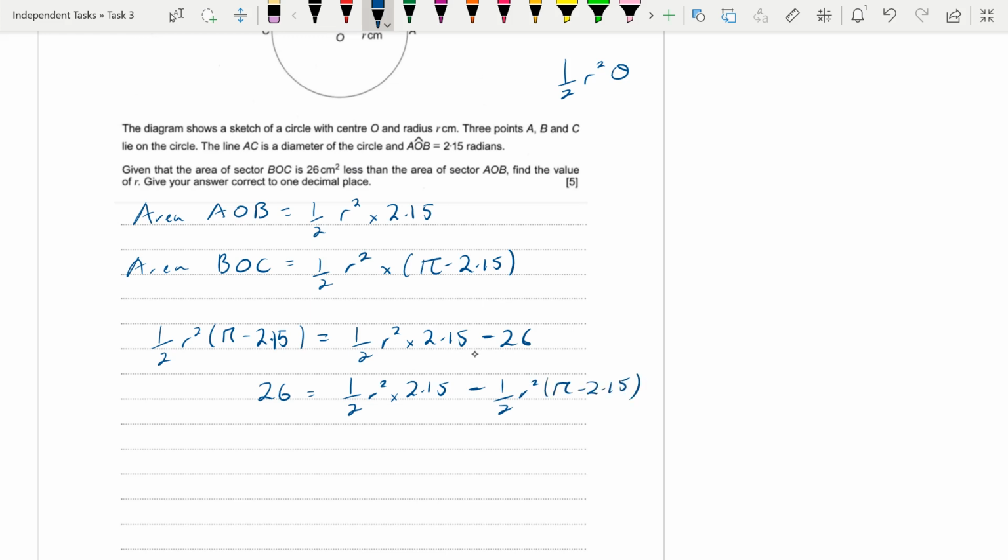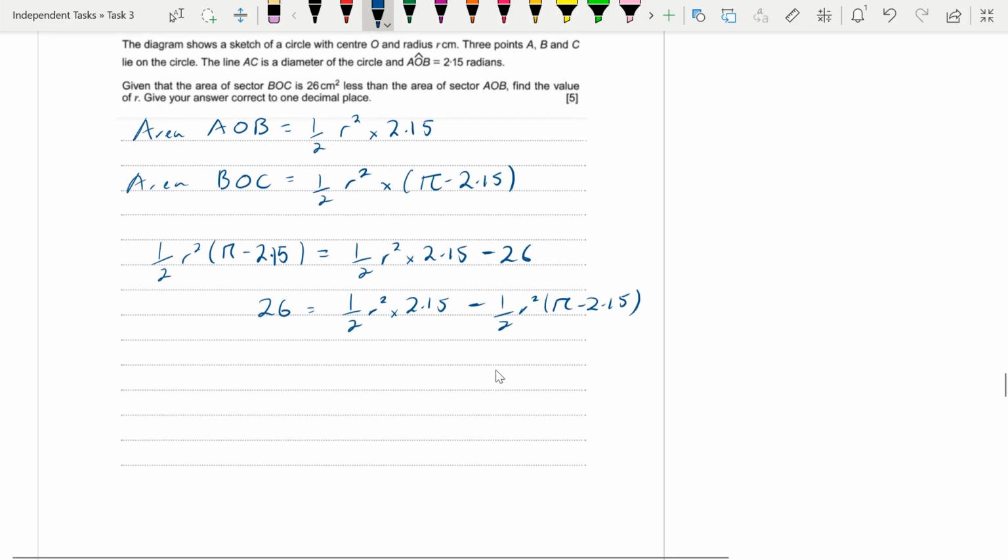Now, you'll notice I'm leaving it like this. If you times it out, that's fine, but you'll notice you'll just have loads of recurring decimals all over the place, or just decimals in general, and it's just a little bit more accurate here to keep going like this. So I'm going to times by 2, so that gives me 52 on this side. I'm going to factorize an r squared out. So I've got r squared times 2.15 minus, and then pi minus 2.15.